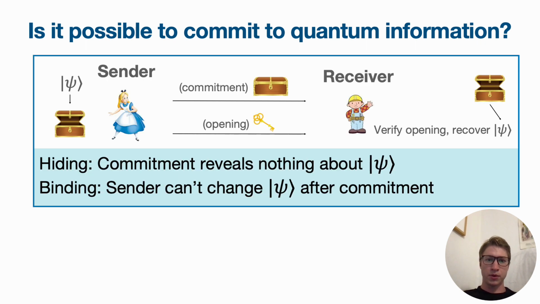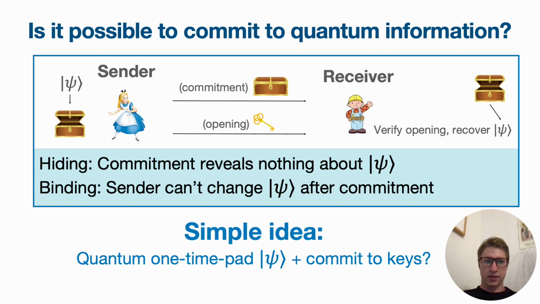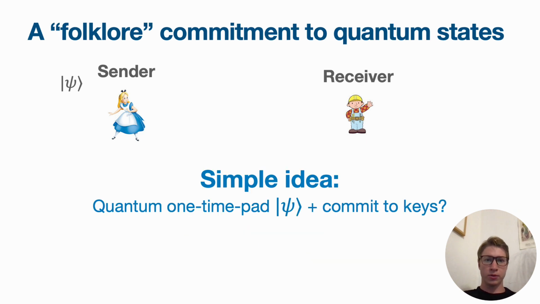Okay, so what we want intuitively is basically the same thing, exactly analogous to the classical message case, except now we're going to be committing to quantum states. So throughout this talk, I'm going to write pure states with kets, but really everything applies more generally to entangled states or mixed states, whatever. Okay, so following a standard way of building quantum primitives from their classical counterparts, we could try quantum one-time padding our state psi, and then classically committing to the keys. So this is a folklore scheme, and let's see it in a little more detail.